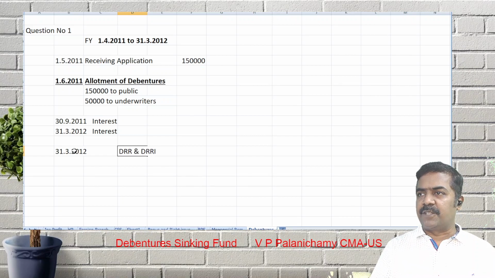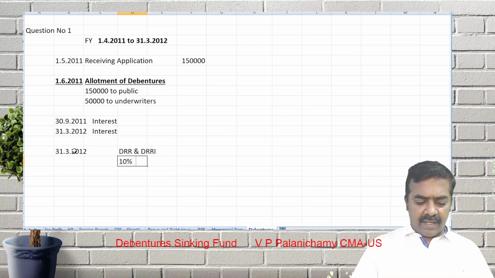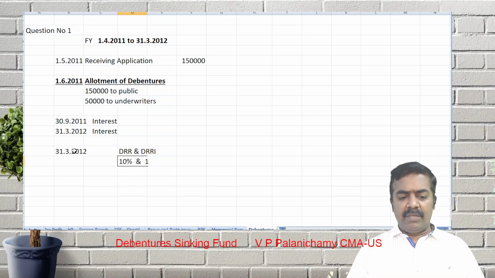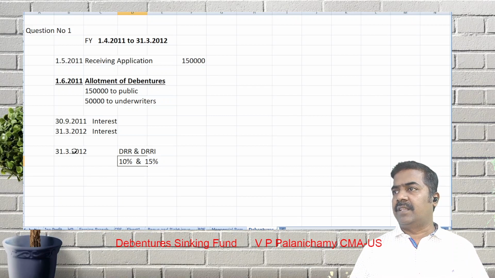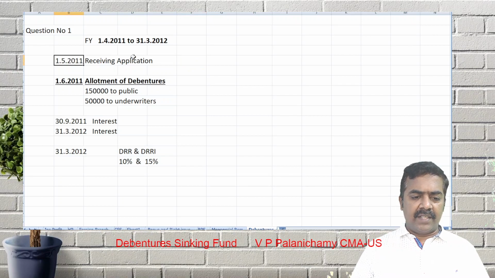If nothing is specified in the exam question, minimum how much of debenture redemption reserve will you create? 10%, and debenture redemption reserve investment minimum, how much will we create? 15% other than convertible debentures. For this we will see the entries separately. Okay, first let us pass the entries.